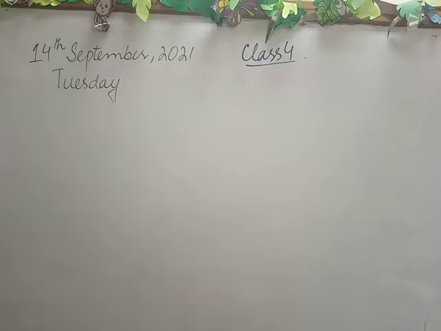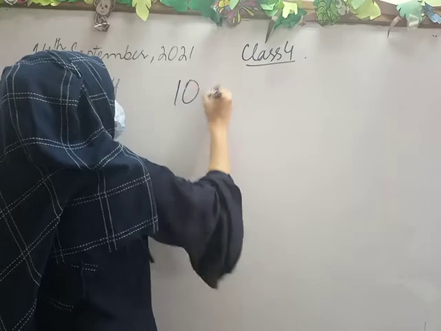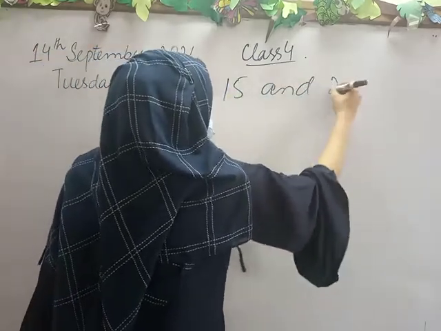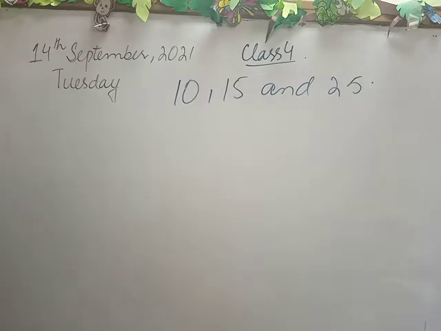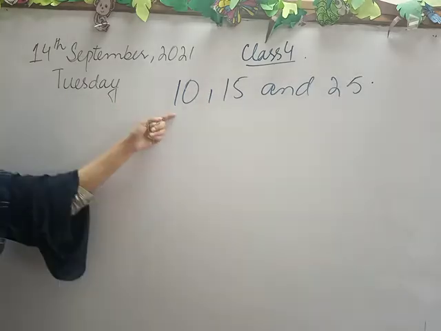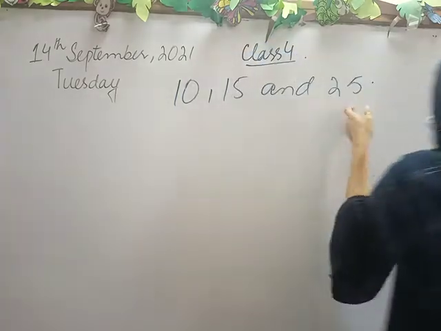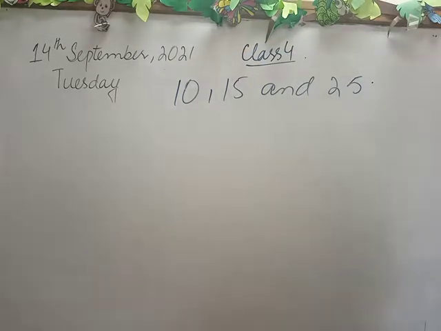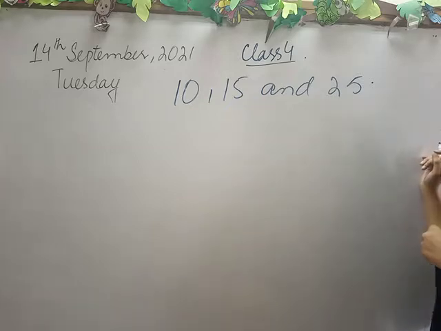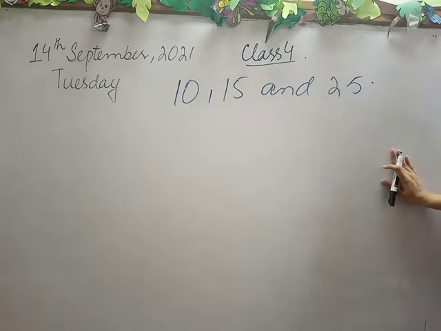Okay. So I have 10, 15 and 25. If you look, class, we have three numbers. The first is 10, the second is 15 and the third is 25. Okay? So, we all know we will solve those three numbers by using prime factorization. So, what is prime factorization? As I told you, you have to think up, class, what is prime factorization.